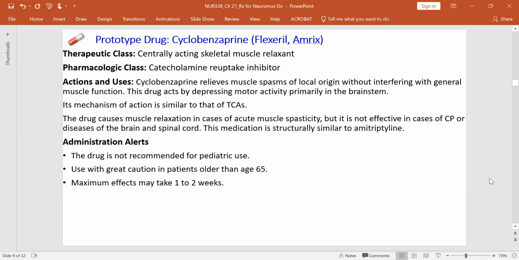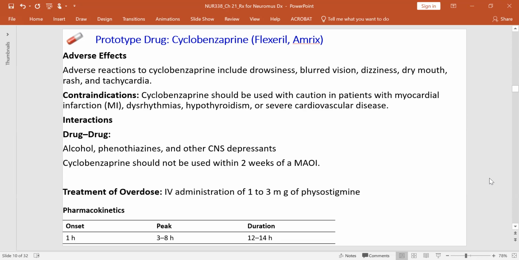So the dosage for cyclobenzaprine, as an extended release oral medication, will be 15 milligrams once daily. We can give a max of 30 milligrams daily. So here are the adverse effects and the contraindications, and interactions, drug-drug interaction.